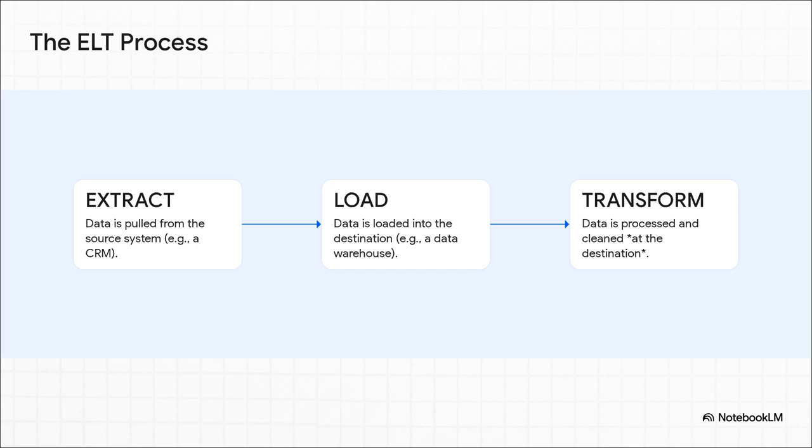ELT process. First, you extract the data from wherever it lives, like a CRM. Next, you load it straight into your powerful destination, say a data warehouse. And here's the really important part. You do the transform step last. All the heavy lifting, the cleaning, the processing happens right there using the power of the destination system itself.